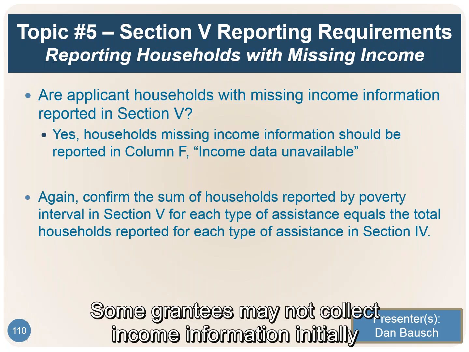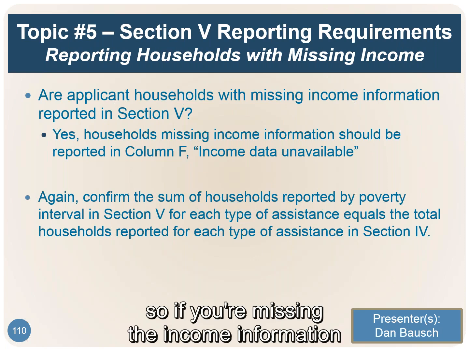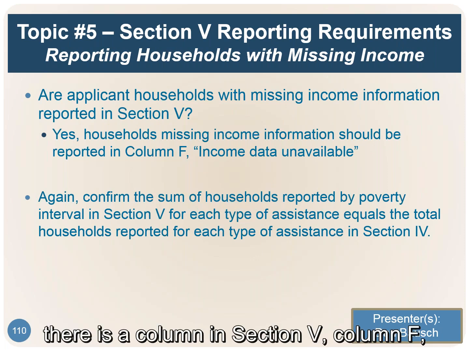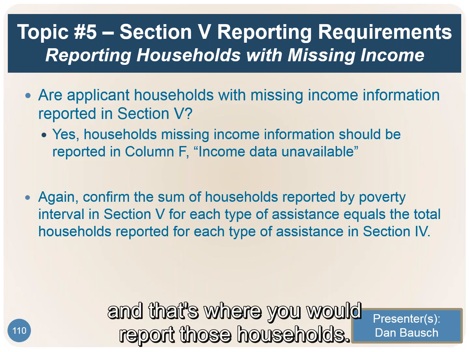Some grantees may not collect income information initially from all applicants. So if you're missing the income information, there is a column in Section 5, column F, for income data unavailable, and that's where you would report those households.